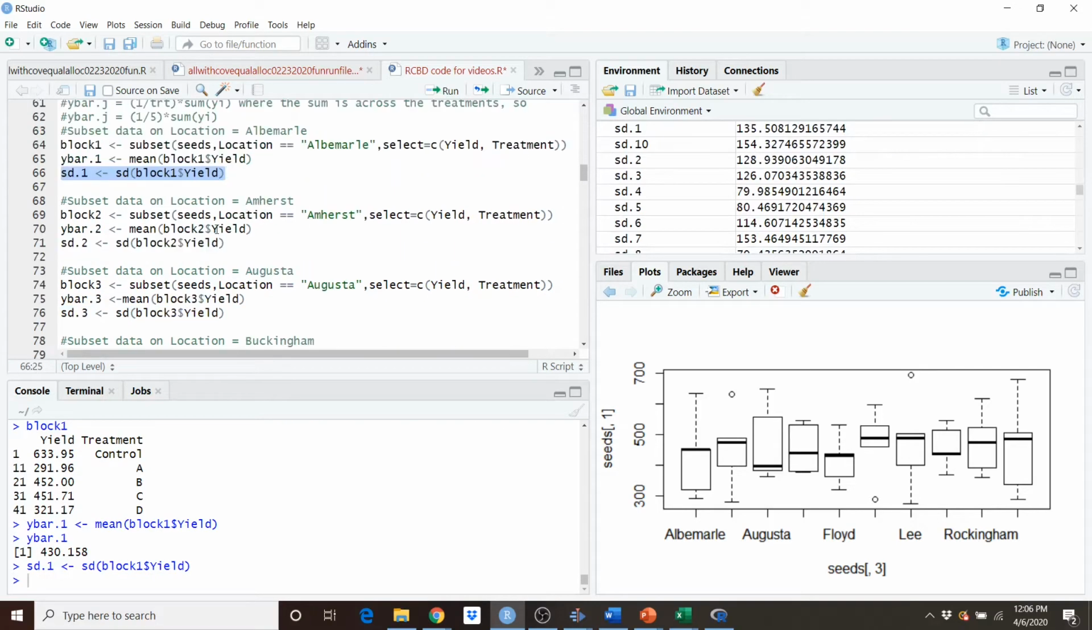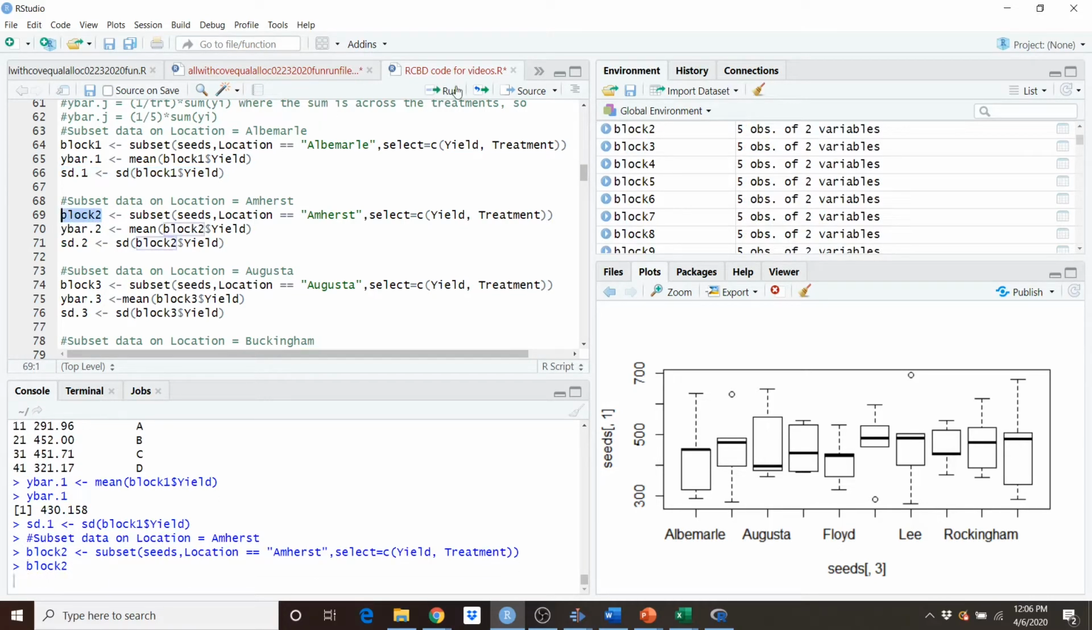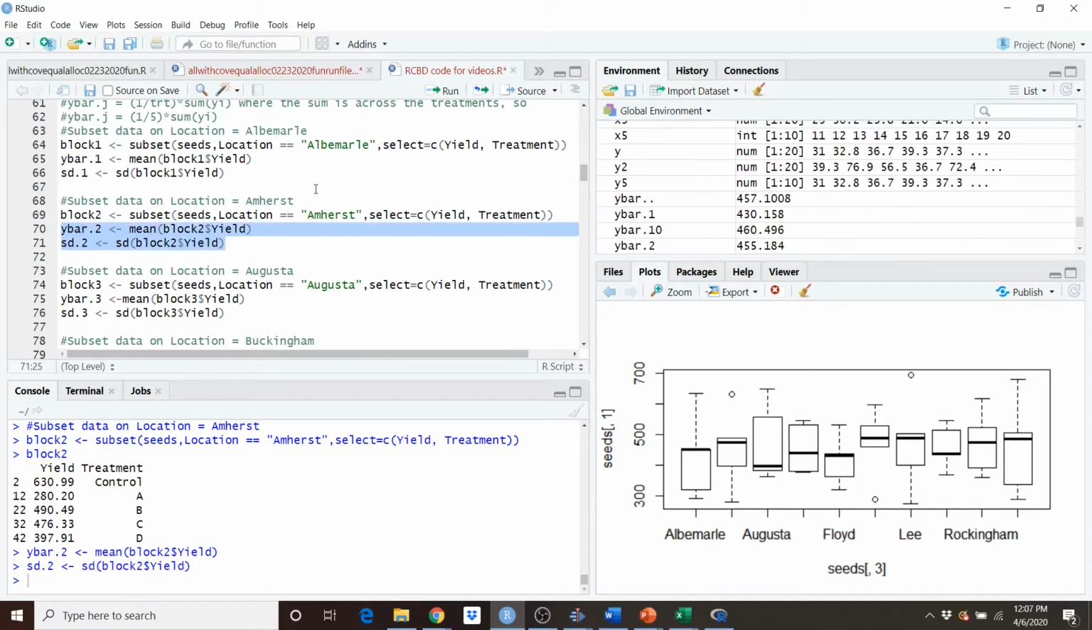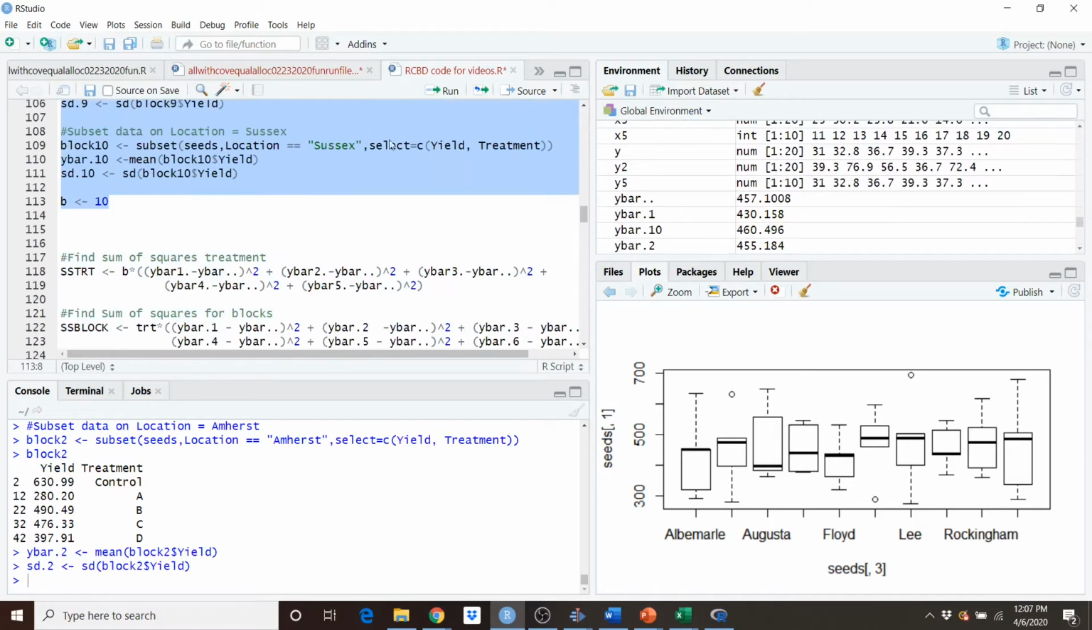And then if we come down, I'll do a second example. Block 2, I'm going to subset my data based on the county Amherst. And when I do that, I'm going to select the yield and the treatment. And so notice block 2 is all my values for Amherst. And then I'll simply take the mean and the standard deviation. And now I'll run this for the remaining locations.